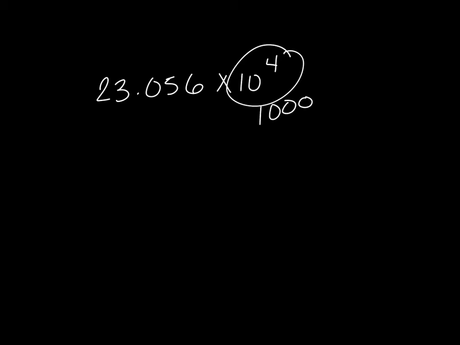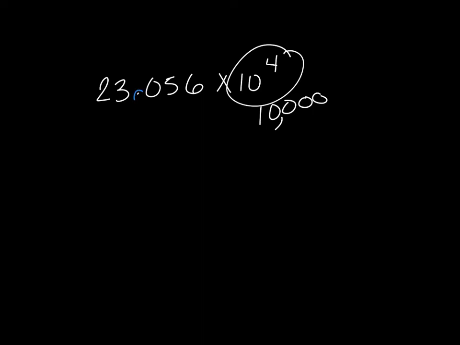How about 23.056 times 10 to the 4th? All right, so I want to make it bigger or smaller. So we look at our number. We say 10 to the fourth. That's 1 followed by 4 zeros. That's a pretty big number. I'm going to make it bigger, and I'm going to make it bigger by 4 places.